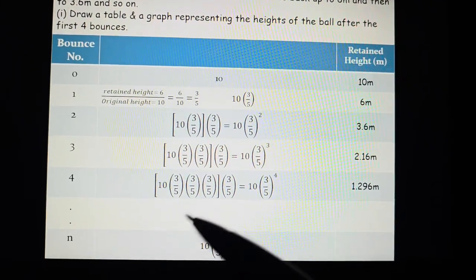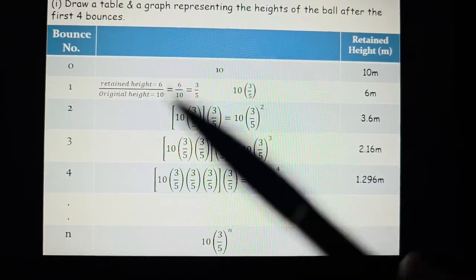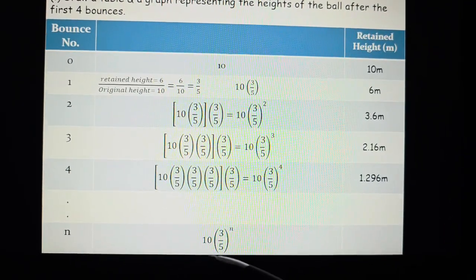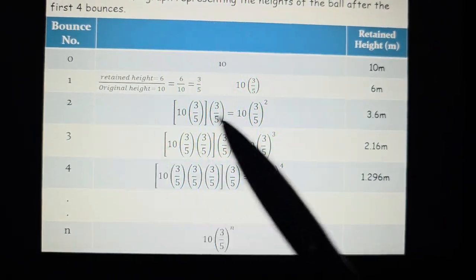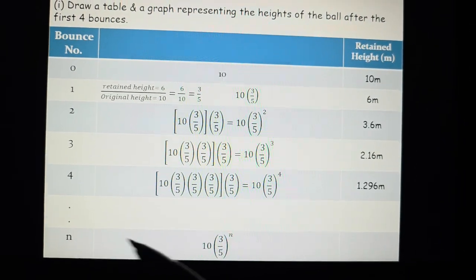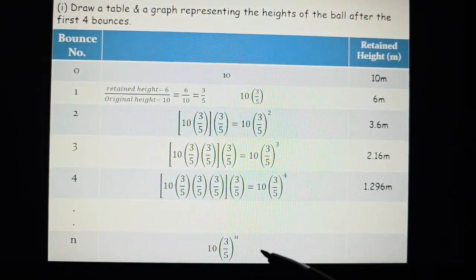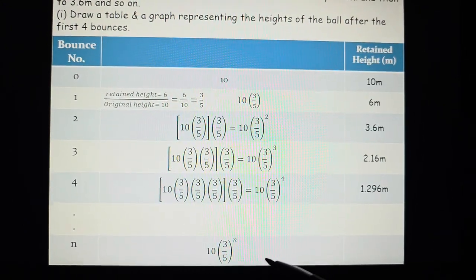To get the T of n formula for the number of bounces, which is what they did ask me to come up with: when it was the second bounce, it was a power of 2. When it was the fourth bounce, it was a power of 4. So when it's the nth bounce, it's a power of n. So that's my T of n formula, where n represents the number of bounces.